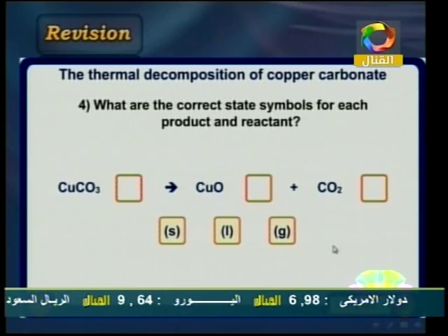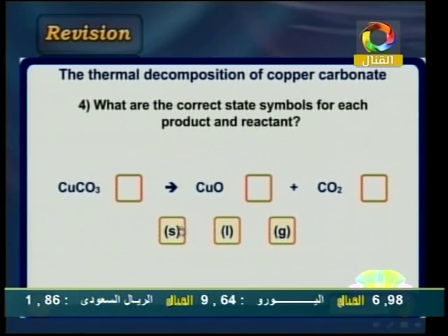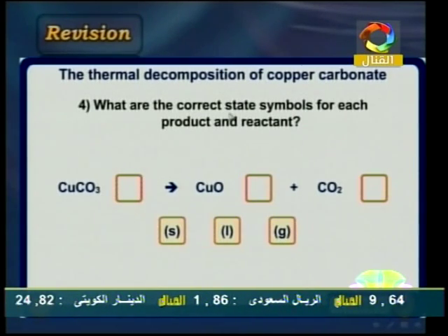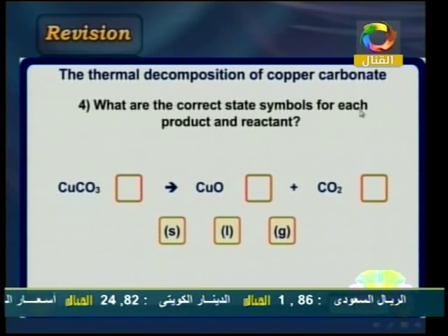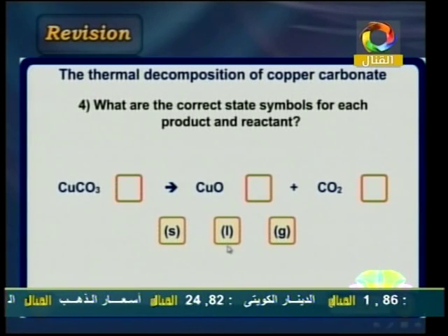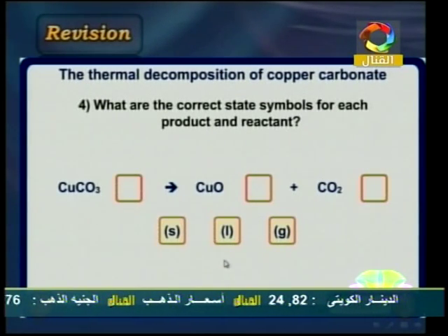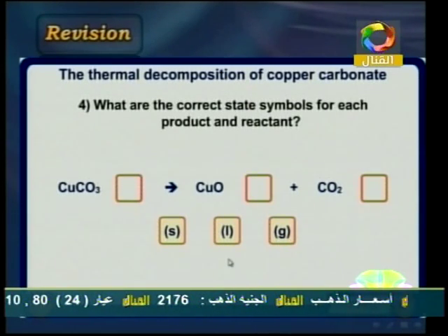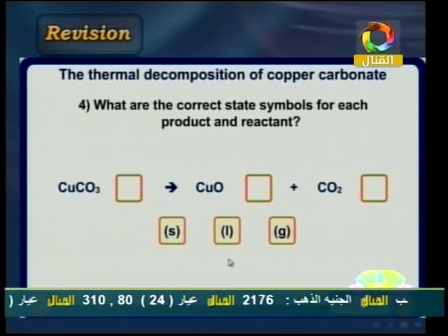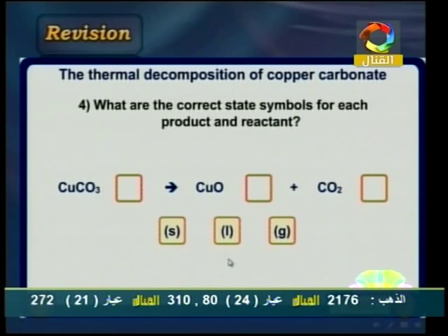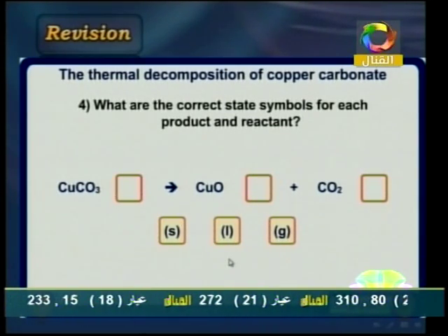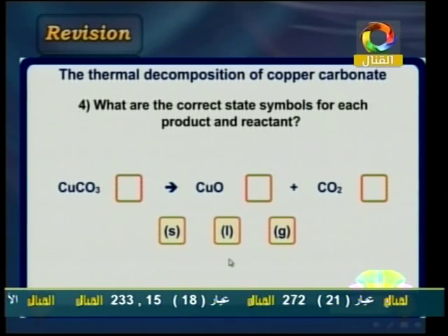After that, we have here which one is solid, which one is liquid, which one is gas. And here we have what are the correct state symbols of each product. Which gas was produced, which solid was produced. Why? Because here we have the compounds that were produced, and we ask about the state of each one of them.